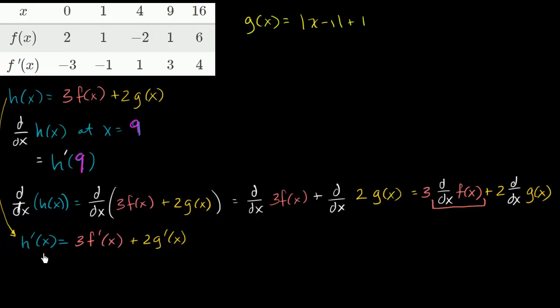Now, why is this interesting? Well, now we can evaluate this function when x is equal to 9. So h prime of 9 is the same thing as 3 times f prime of 9 plus 2 times g prime of 9. Now, what is f prime of 9? The derivative of our function f when x is equal to 9. Well, they tell us when x is equal to 9, f of 9 is 1, but more importantly, f prime of 9 is 3. So that part's 3. But what's g prime of 9?